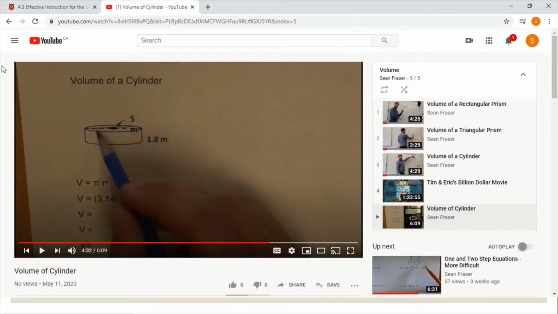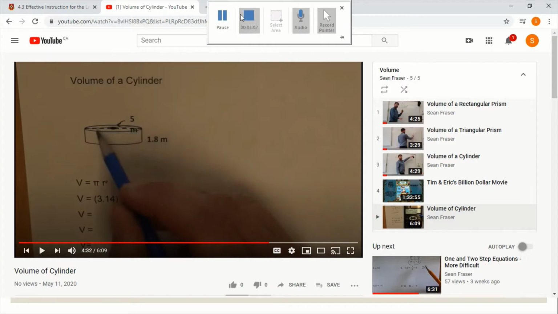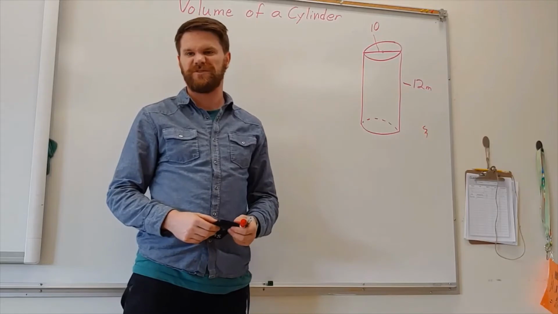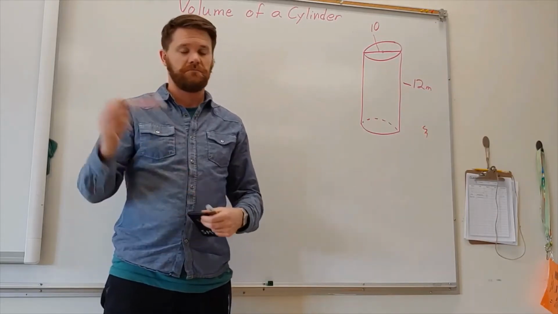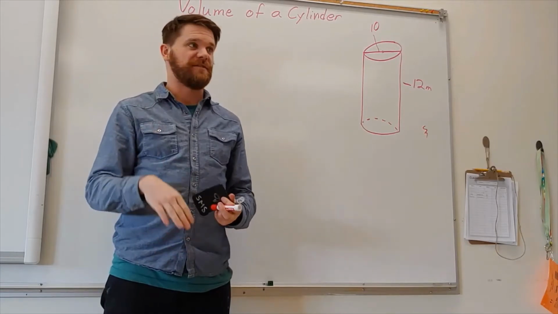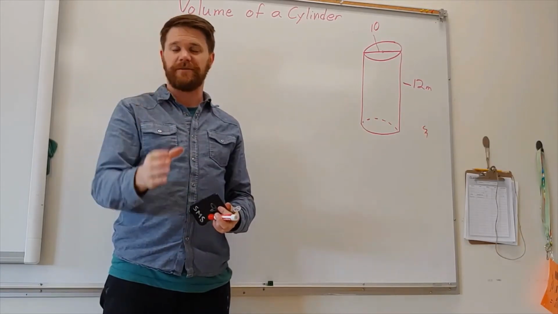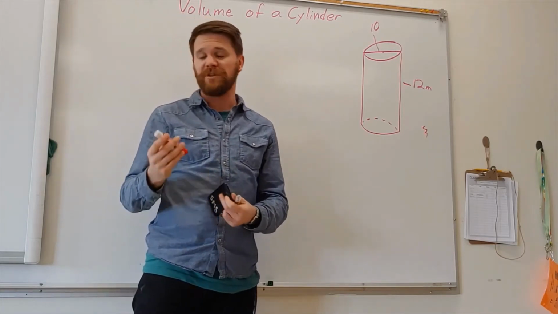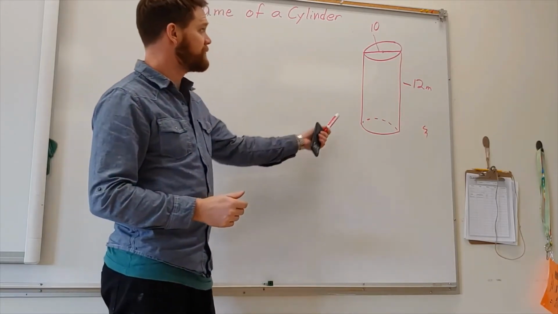So the volume of a cylinder. All right, so next we're going to look at the volume of a cylinder. A cylinder is just something like this. This would be a cylinder. A pop can would be a cylinder. Anything with a flat top, nice circular all the way down, flat bottom. That's a cylinder. So what we're going to be looking at today is right here.